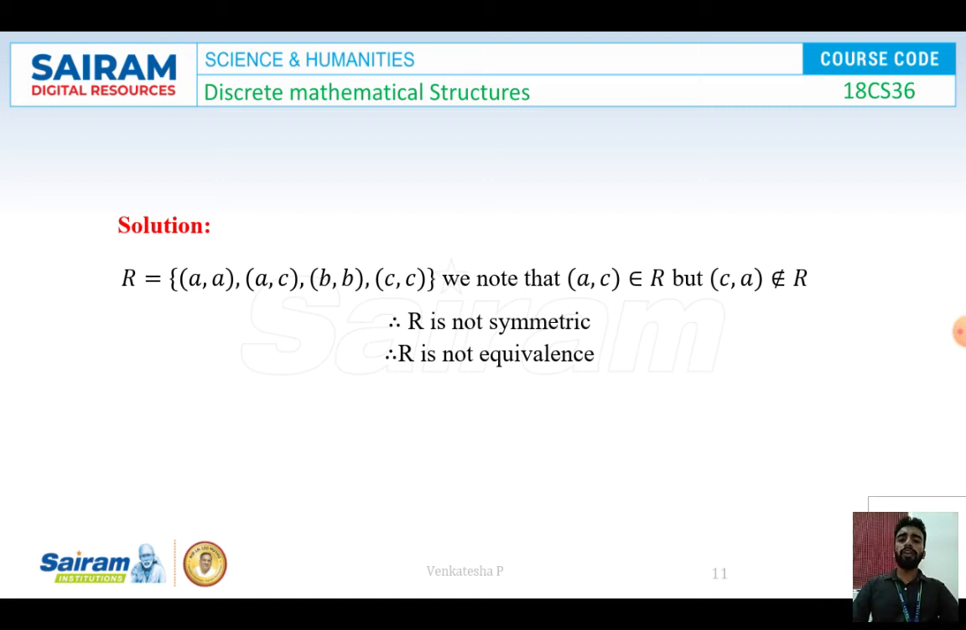Now we note that (a, c) belongs to R, but (c, a) is not contained in R. So R is not symmetric, because to say R is symmetric we must have (a, c) as well as (c, a). But (c, a) is not contained in the relation R. So R is not symmetric, and since R is not symmetric, R is obviously not an equivalence relation.